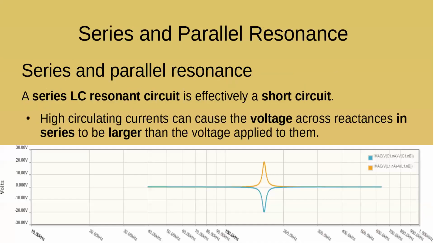Okay, where were we? This is just showing the circulating currents in that circuit. You can see that they're 180 degrees out of phase, so they're canceling one another out. I guess those are voltage plots, plus and minus 20, and it's like a 1 volt input. So you can see how much the voltage is increased in a resonant circuit.